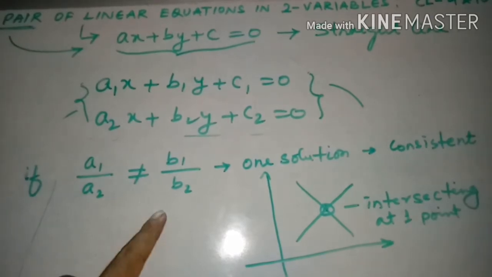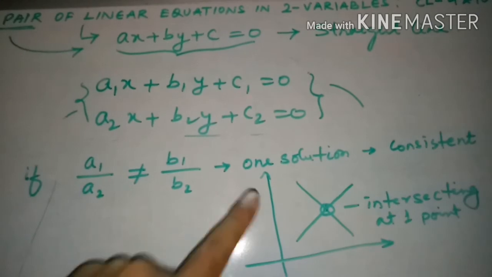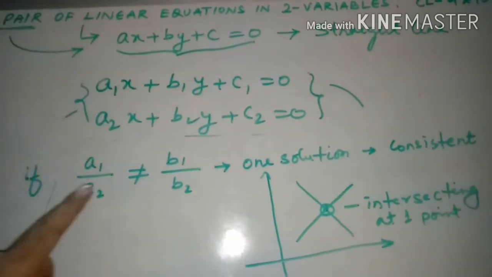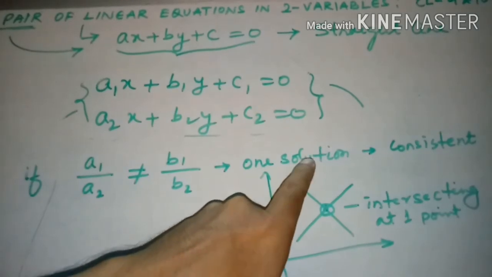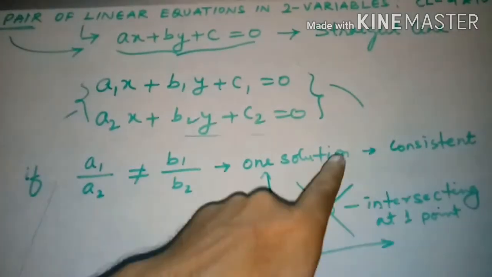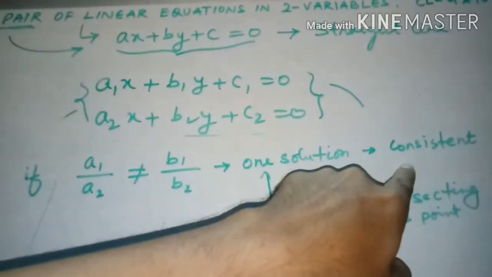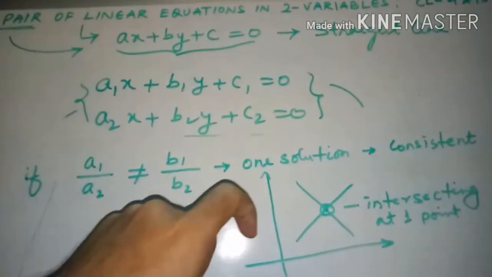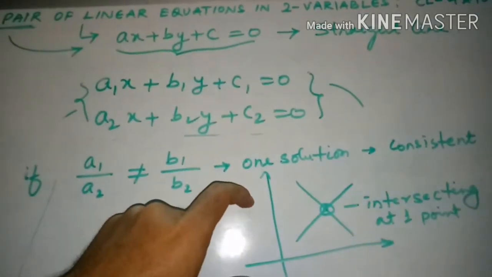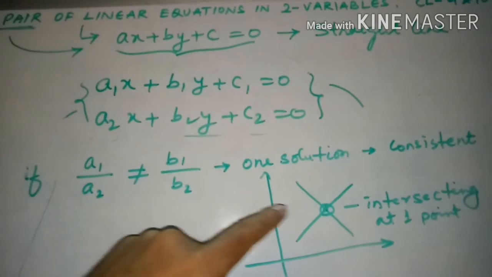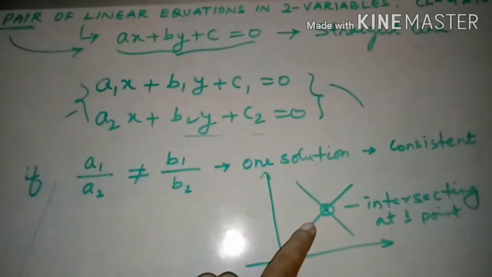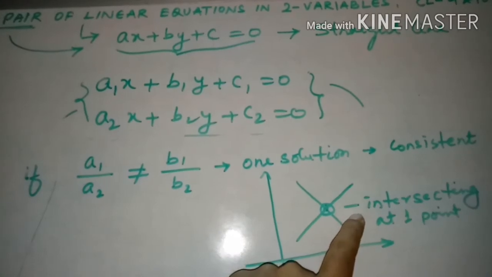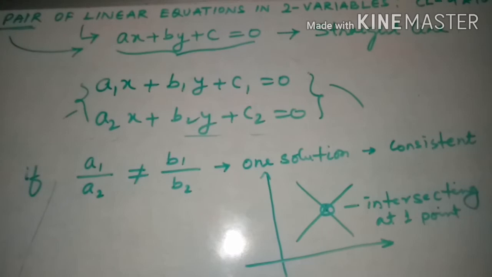This is what we are going to discuss when there is one solution. A1 by A2 is not equal to B1 by B2. That time we will say one solution. If it is one solution, what do we call? If there is a solution, we call it consistent. Then when we represent it in the form of a graph, the first equation graph and the second equation graph will be meeting at one point, so they will be intersecting at one point. Okay, this is the first condition.